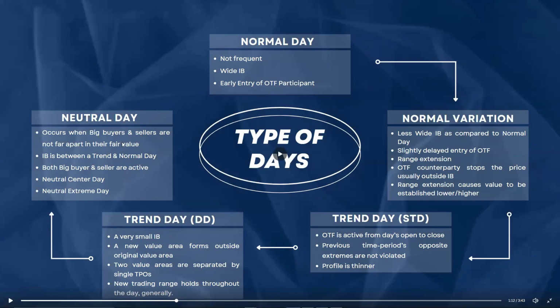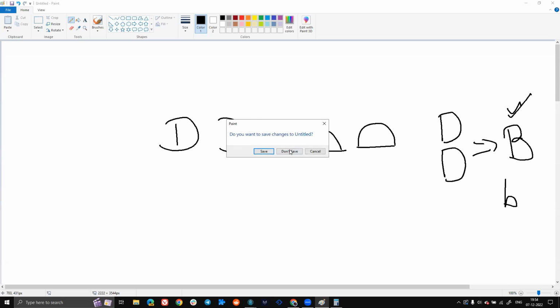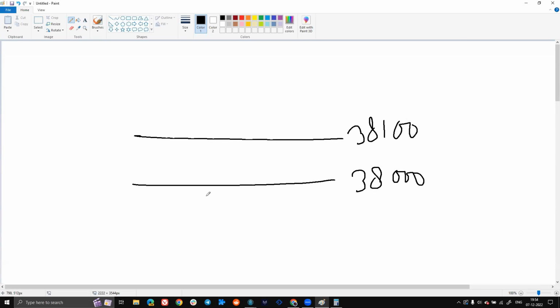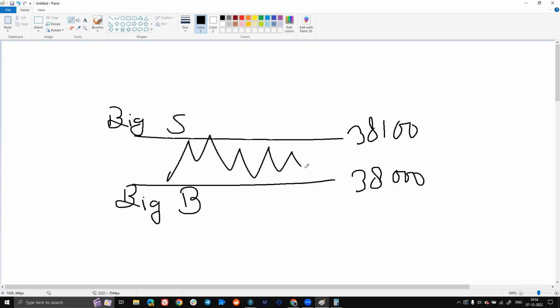And this happens when, let's say this is 38,100. This I was talking about a few minutes before. If this is 38,100, this is 38,000. And here is our big seller, and here is our big buyer. So they are fighting between 100 points only. So market remains in a very tight range, and that's a neutral day.